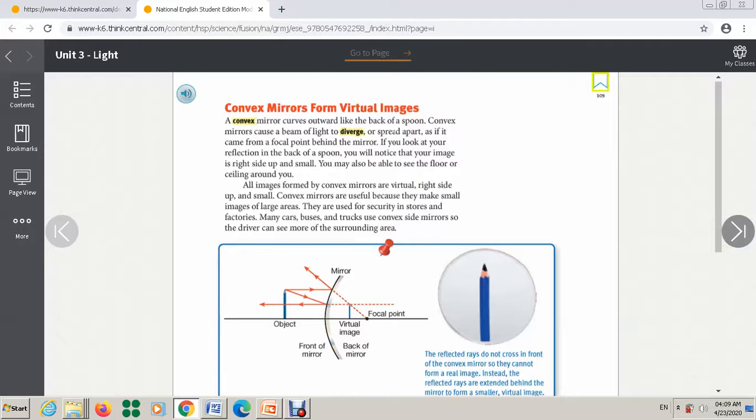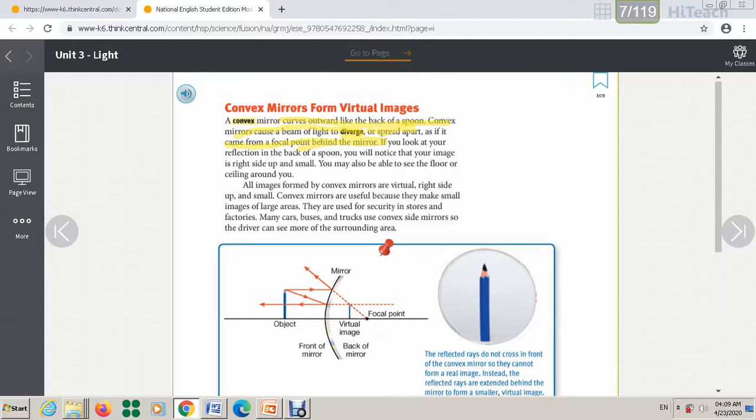The other mirror is called what? Convex mirror. For the convex mirror, you have to know that it curves outward like the back of a spoon. A convex mirror causes a beam of light to diverge, so it's a diverging mirror. Okay, so that means it spreads apart the light as if it came from a focal point behind the mirror.